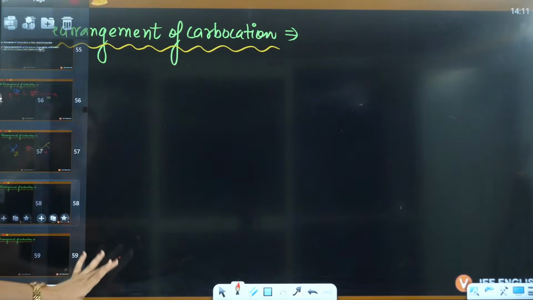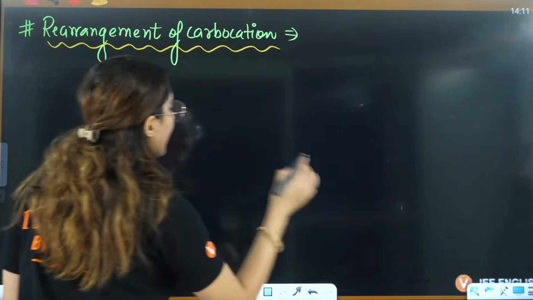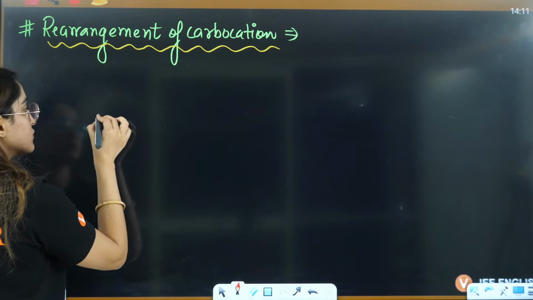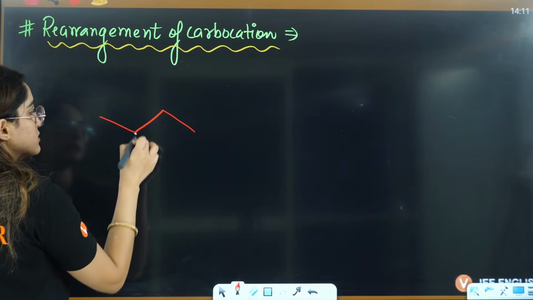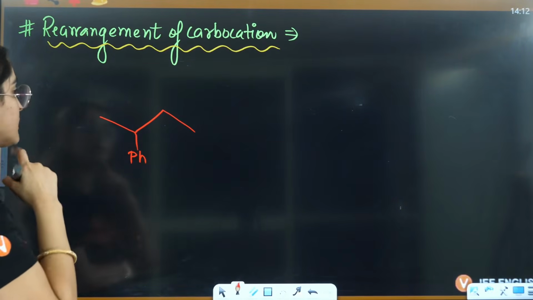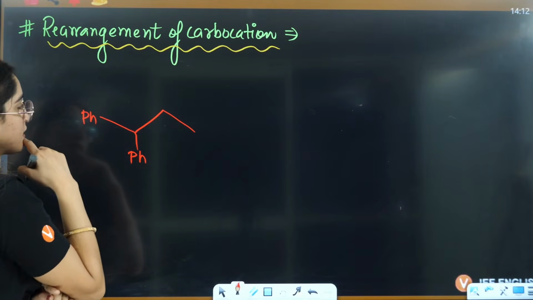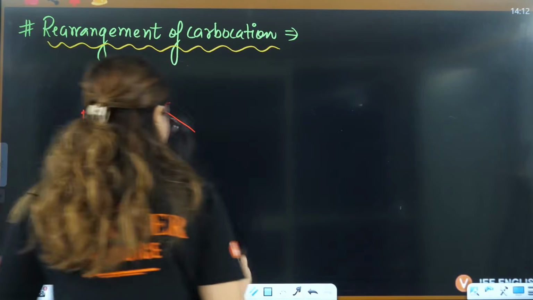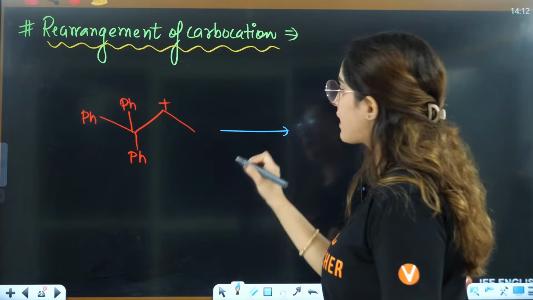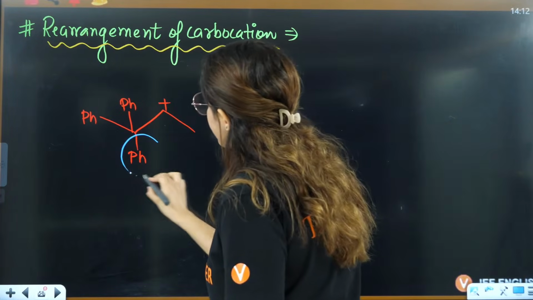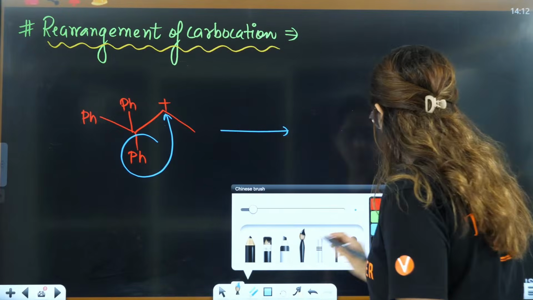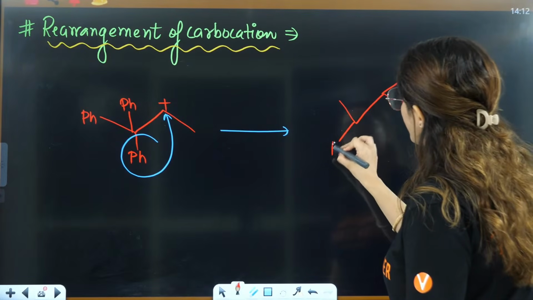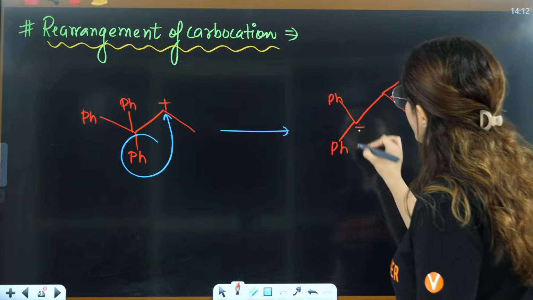Now next is, ma'am, what if you have a situation where you have 1, 2, 3, and this is Ph, this is also Ph, and this is also Ph. Same thing, this is positive. Now in this case, ma'am, can phenyl also shift? Yes, phenyl can also shift here, and hence you will have the formation of 1, 2, 3. Here you will have 1 phenyl attached, here already 2 phenyl will be there, and here you will have positive.